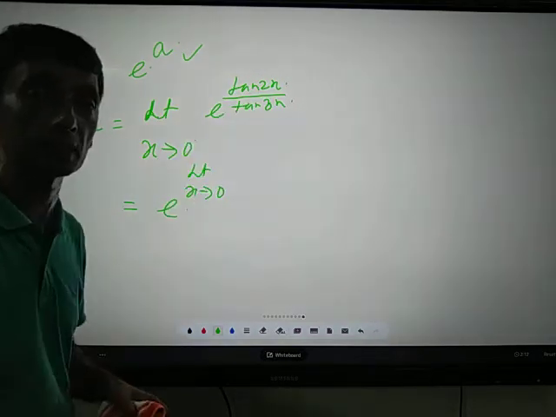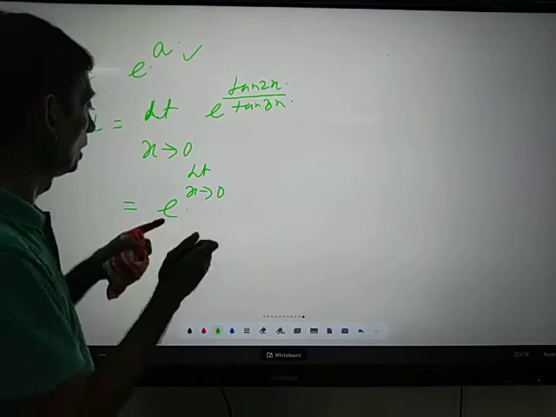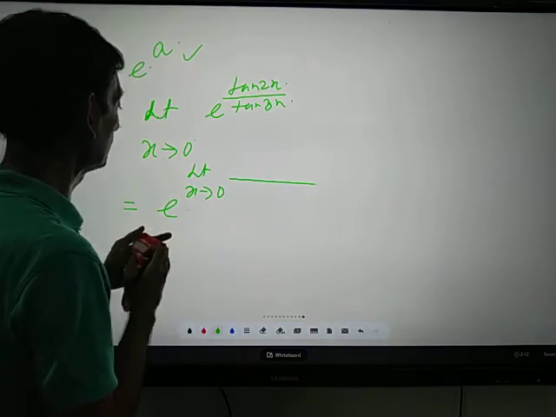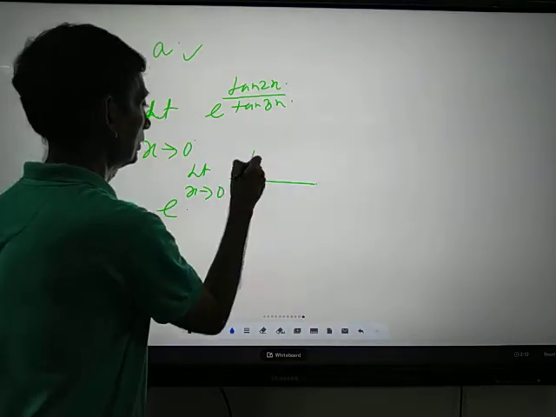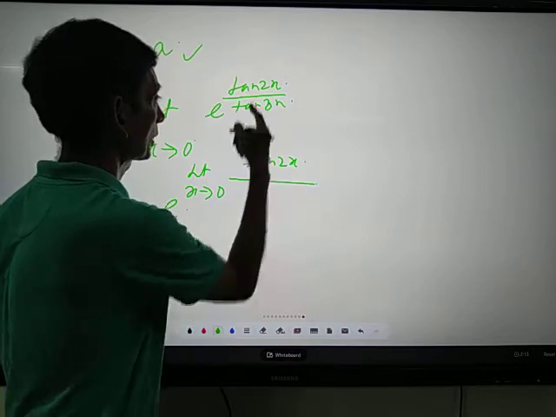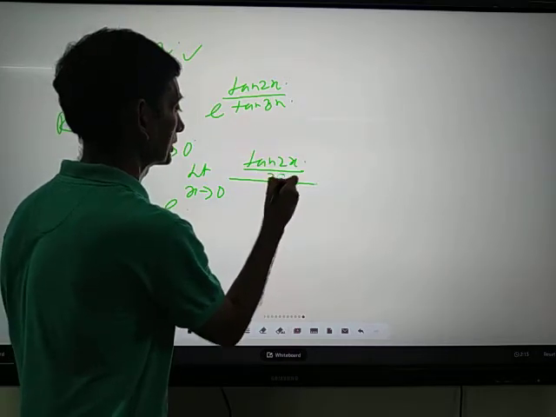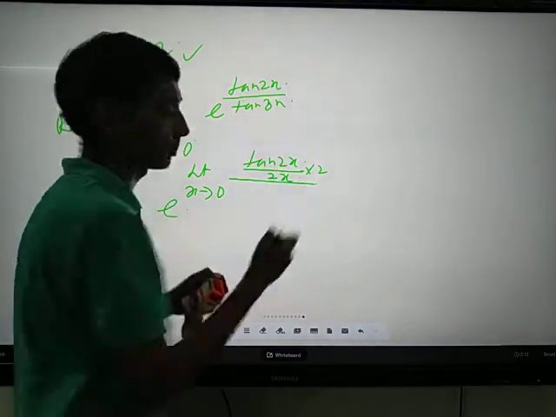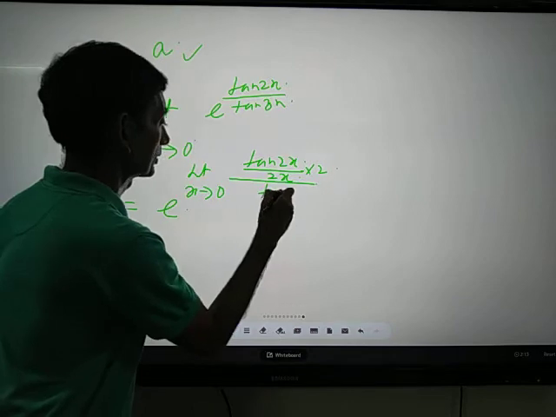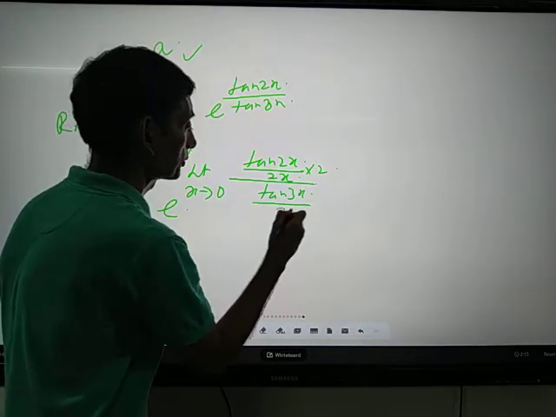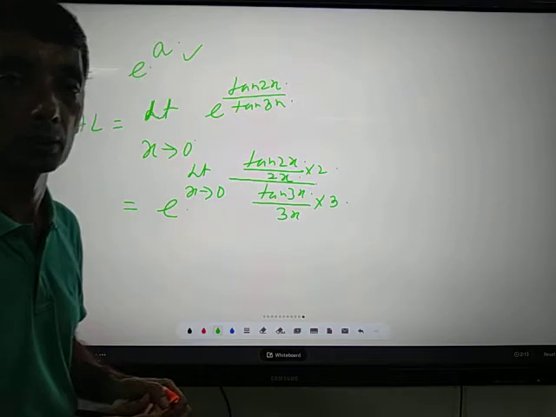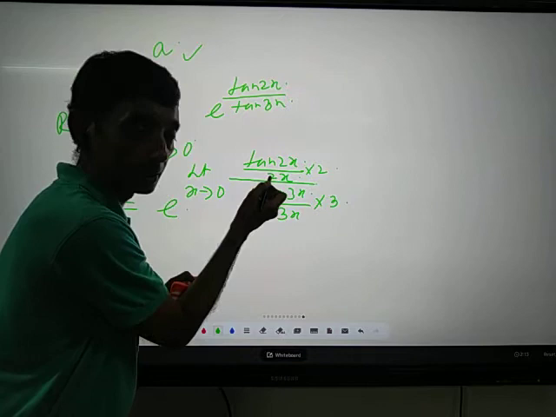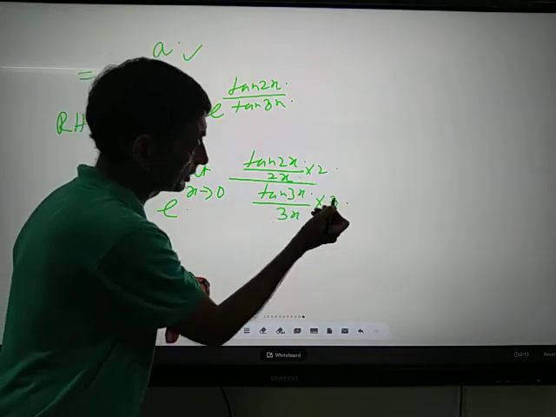These are the questions we have discussed previously also. Limit x tends to 0. We write tan 2x and divide it by 2x and multiply by 2. Similarly, tan 3x, we divide by 3x and multiply by 3. So this x and this x will cancel out, since we introduced a 2 there, and similarly this 3 and 3 will cancel out.